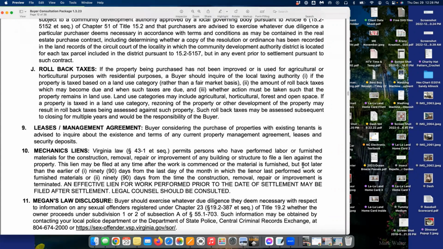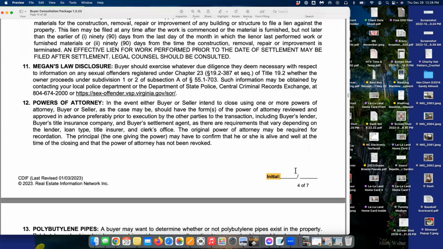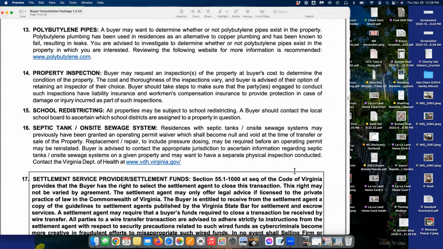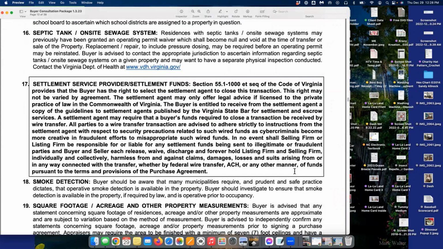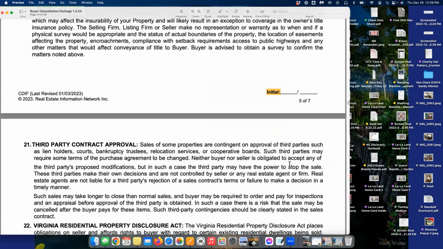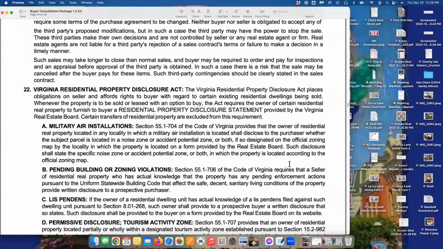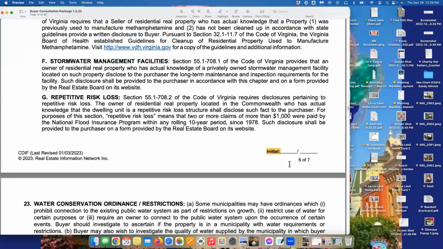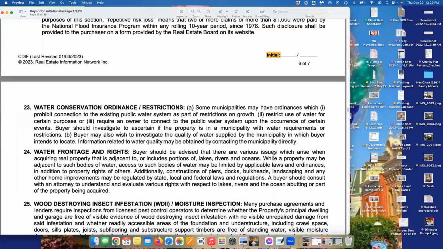More stuff. Initial at the bottom of the page. The polybutylene pipes, septic tanks, settlement service provider, initial at the bottom of the page. All these lovely things that the buyer needs to know about, since Virginia is a buyer beware state. Initial at bottom of page 6.